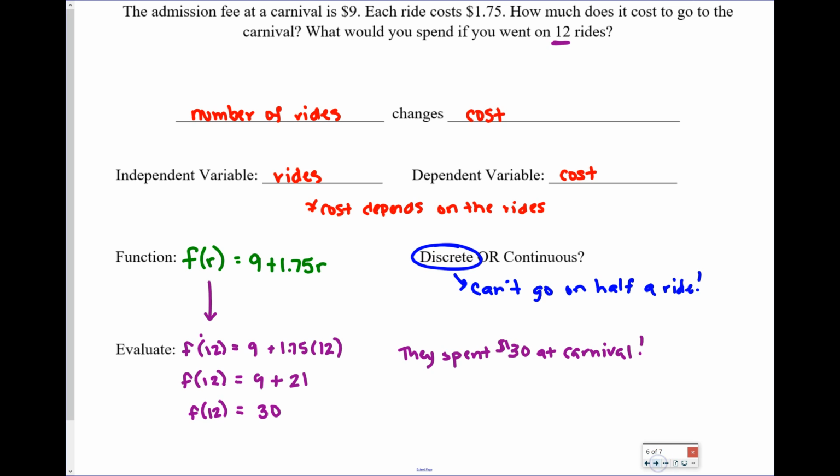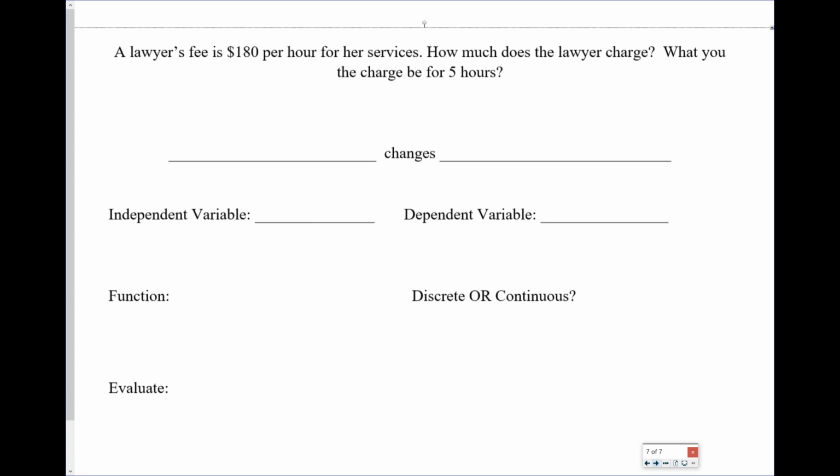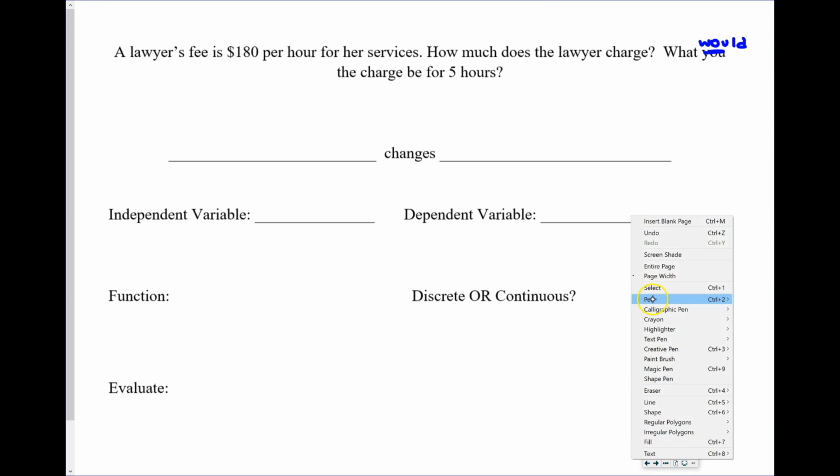We've got one last example. Okay. A lawyer's fee is $180 per hour for her services. Lawyers charge a lot, just FYI. How much does the lawyer charge, and what would the charge be for 5 hours? So now we're thinking what changes what? What's my independent and dependent variable?